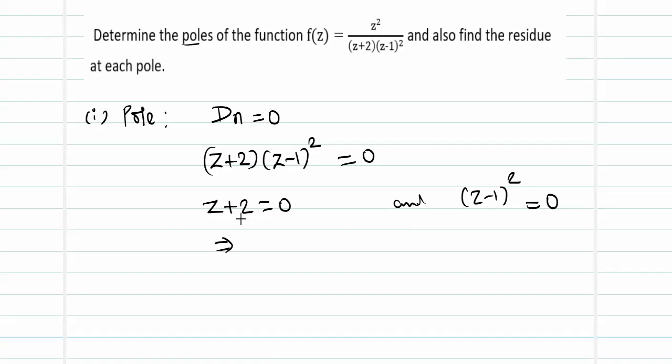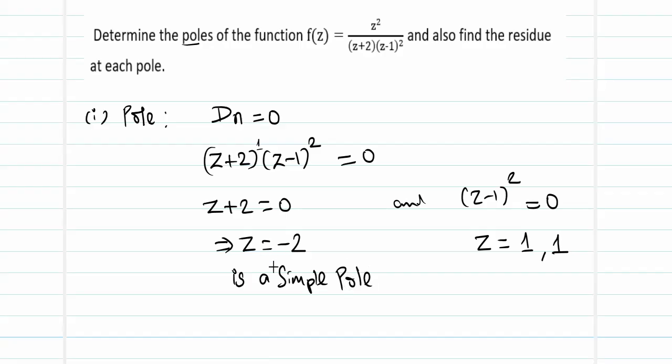The first quantity gives me z as minus 2, and the second quantity gives me z equal to 1, but it is not of power 1, it is going to be of power 2. So z equal to 1 comma 1, z equal to 1 twice. Now this pole which takes power 1 is referred to as a simple pole. So we call z equal to minus 2 a simple pole.